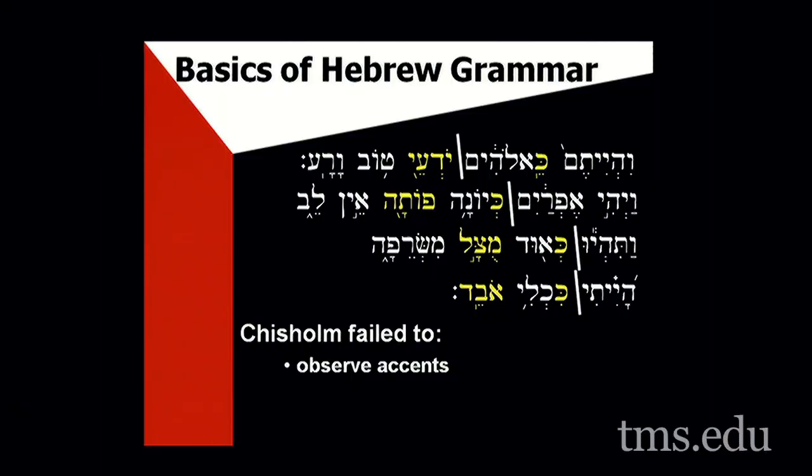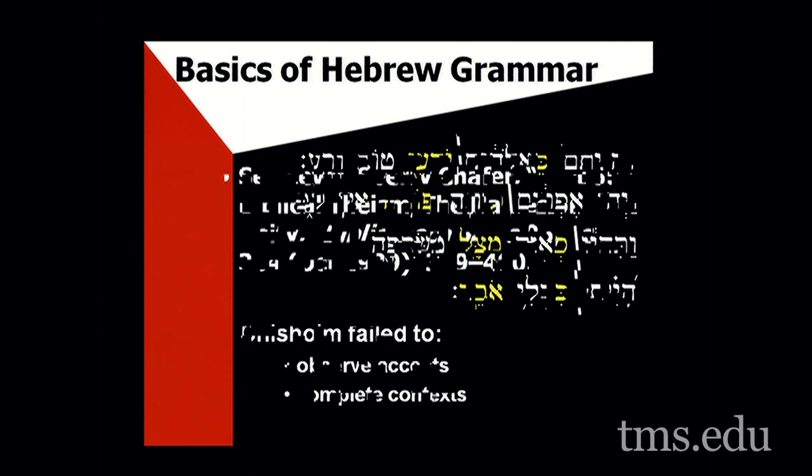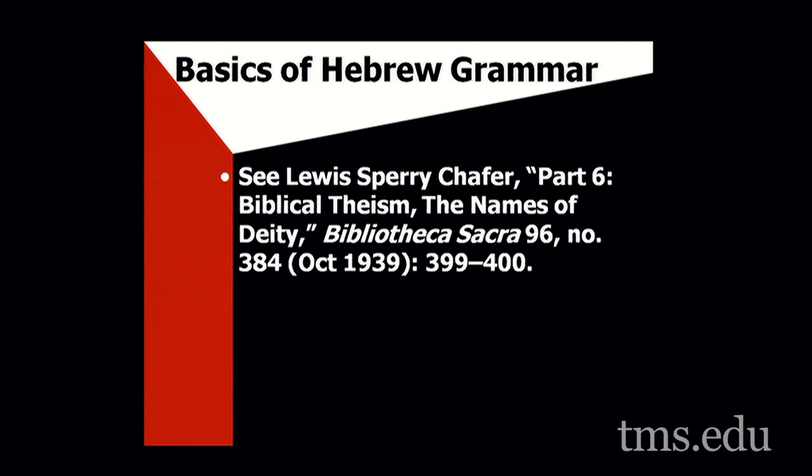Number one, he has failed to observe the accents. He does not see the logical disjunctions and conjunctions within the text itself. He has ignored complete contexts. Not just the accents, the complete context. None of these situations fits the situation we have here in Genesis 3:5. Not a single one of them grammatically fits. Doesn't fit exegetically whatsoever. But there's even worse news to come.